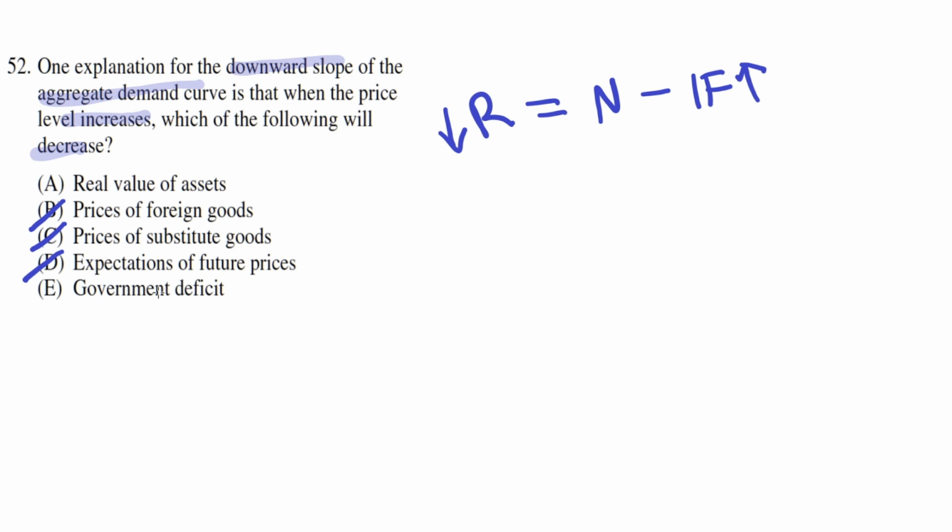E, government deficit. This is incorrect because government deficit, like the expectations of future profits, is also independent of the price level. So an increase in price level will not influence the government deficit. So E is incorrect. Therefore, the correct answer is A.